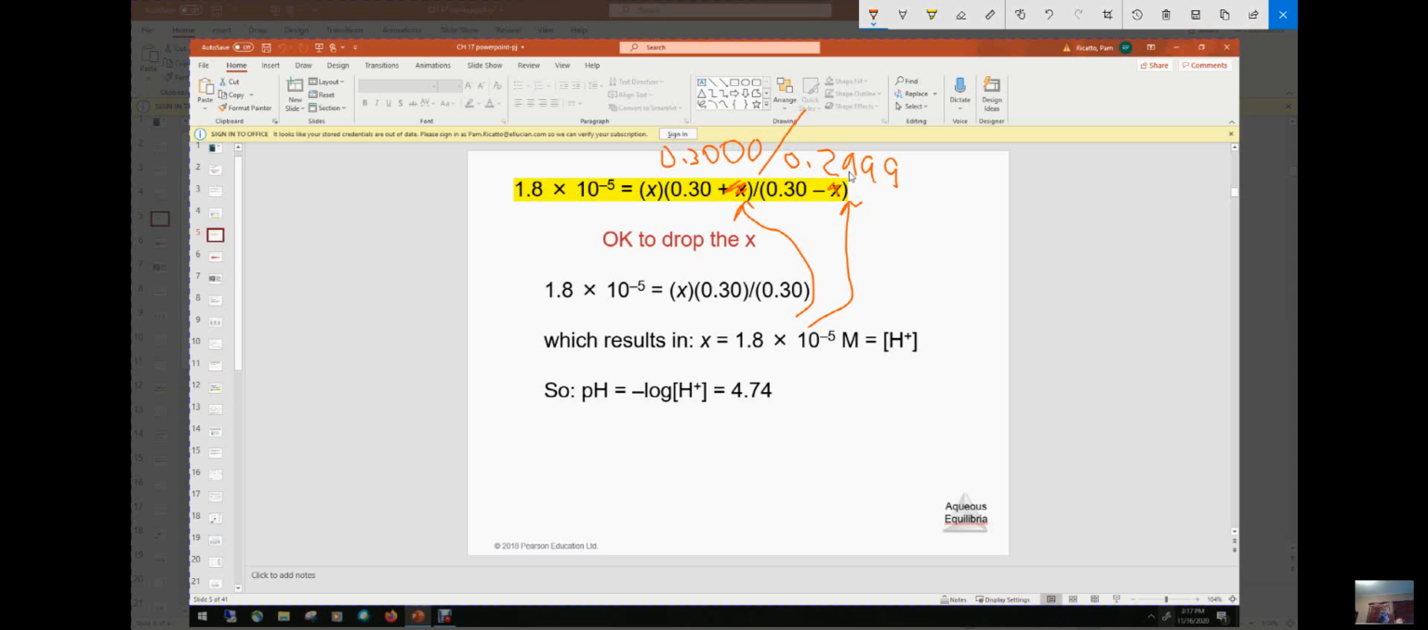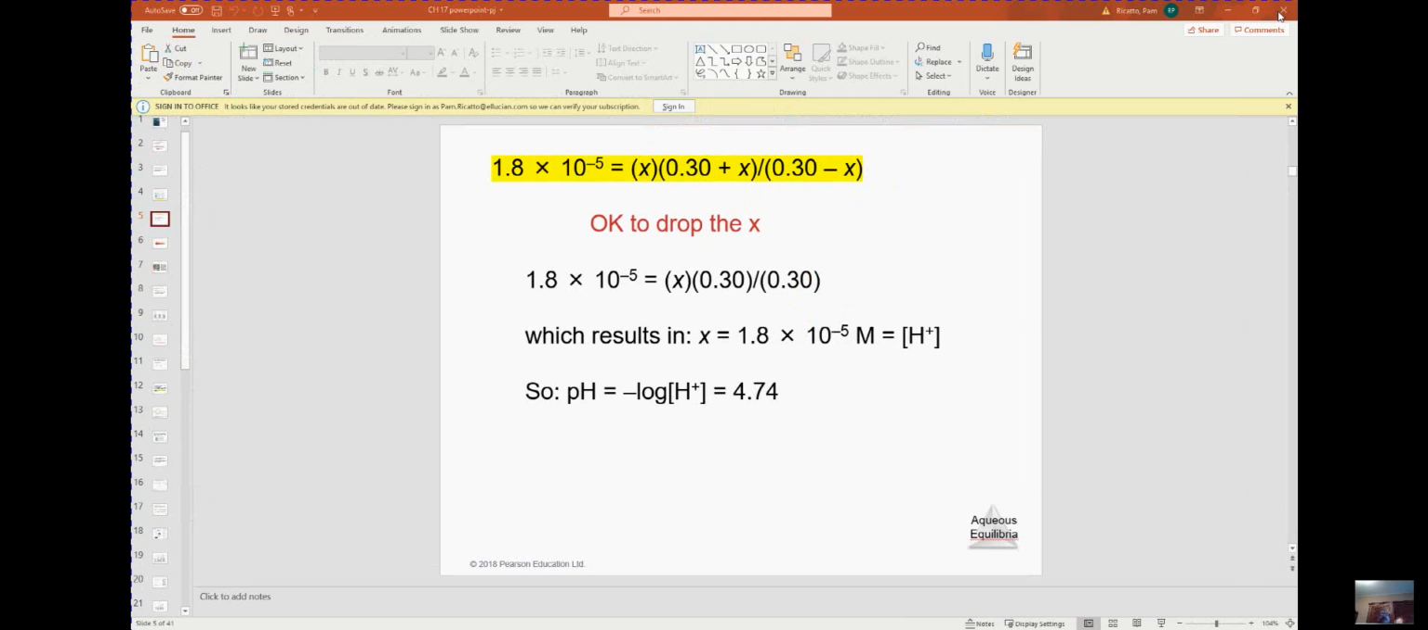Those two numbers are so close to 0.3, right? We have the 5% rule. As long as X comes out to less than 5% of the number that you're dropping it from, this is way less than 5%, right? This is 0.005%, or something like that. It's tiny. So it's definitely okay to drop the X.